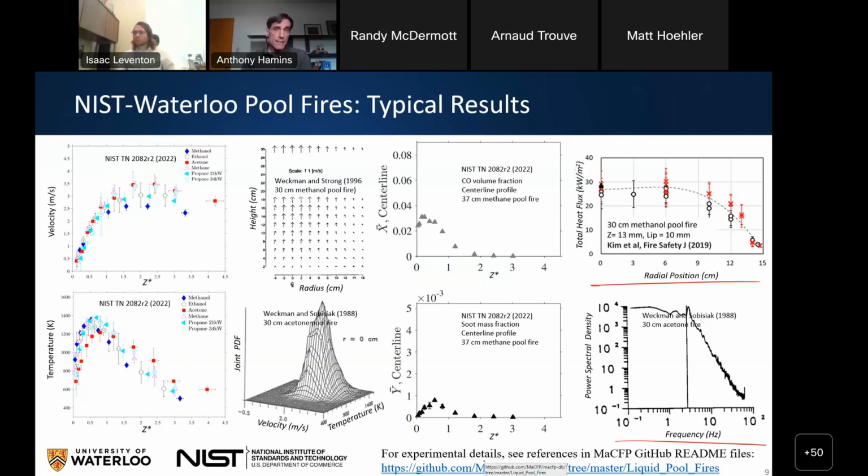In aggregate, these measurements begin to build a picture of the structure and dynamics of medium-scale pool fires. Detailed information on the Waterloo and NIST measurement methods, uncertainty analysis, and results are documented in the references listed in the README file on the MaCFP GitHub website.